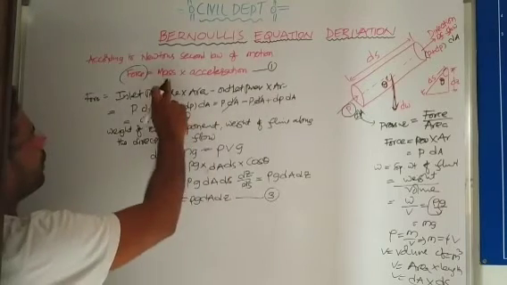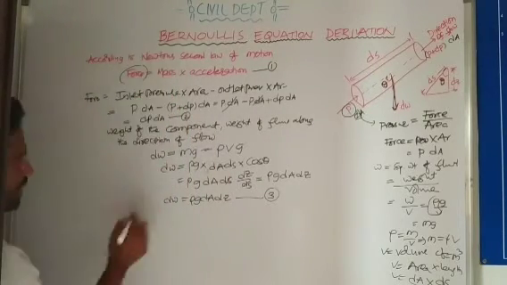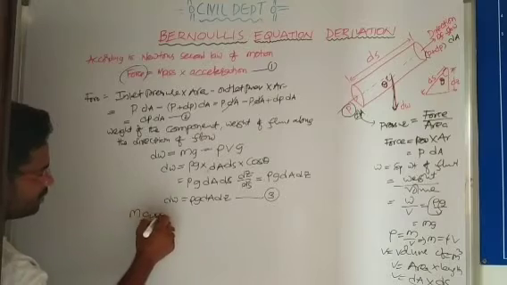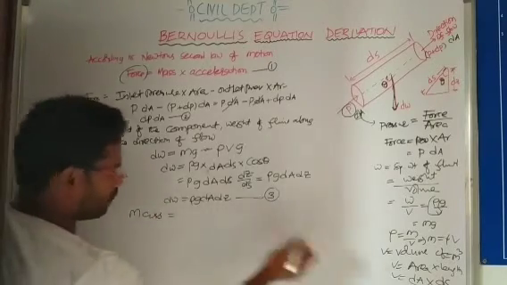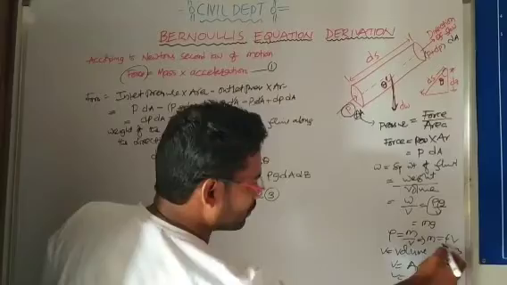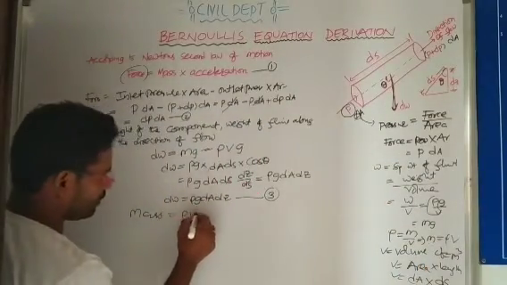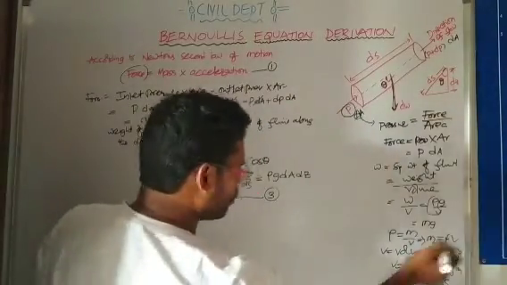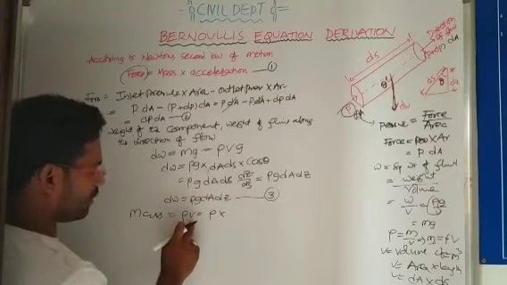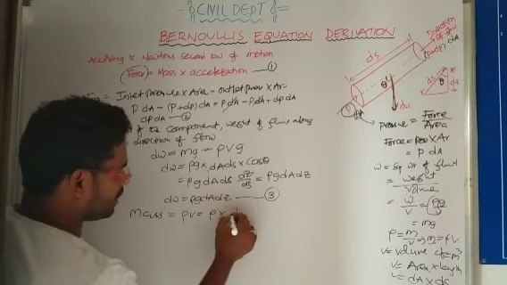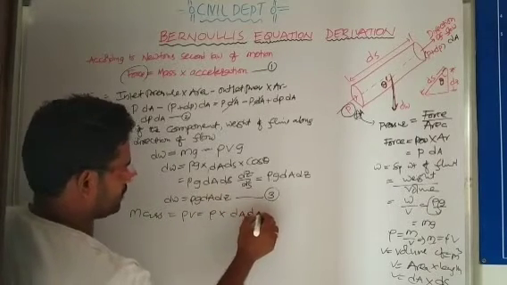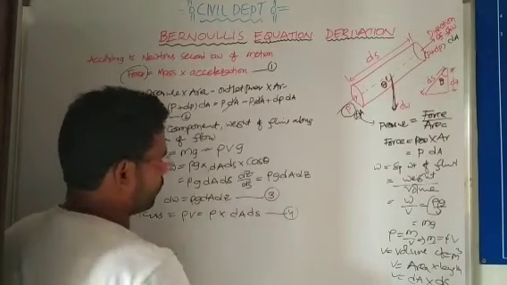Then mass. So mass is equal to what? M is equal to rho into V. So M is equal to rho into V, and V you can write as dA ds. So this is equation number 4.